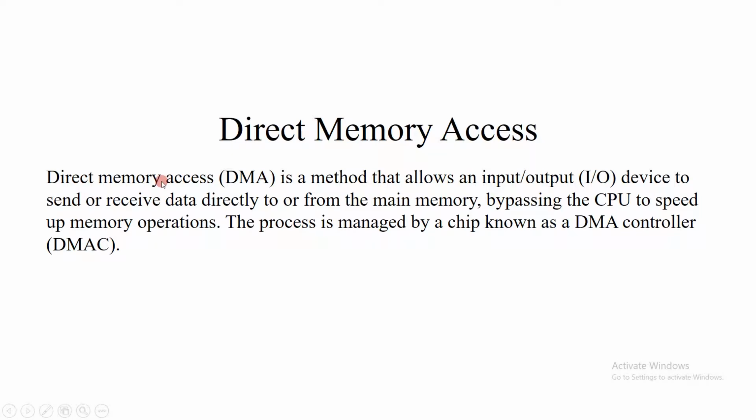Direct memory access is a method that allows an input-output device to send or receive data directly to or from the memory, bypassing the CPU to speed up memory operations. Now, what does that mean? Take an input-output device, for example, a pen drive. It, for example, wants to send data to the main memory.